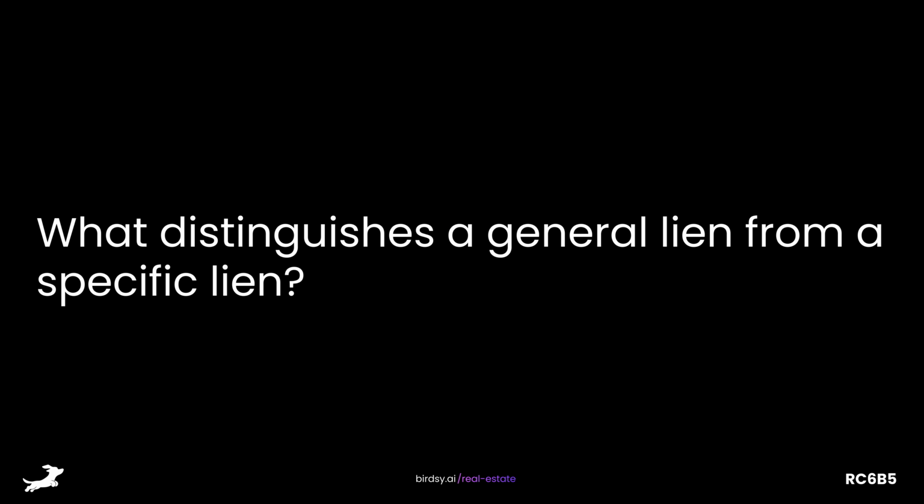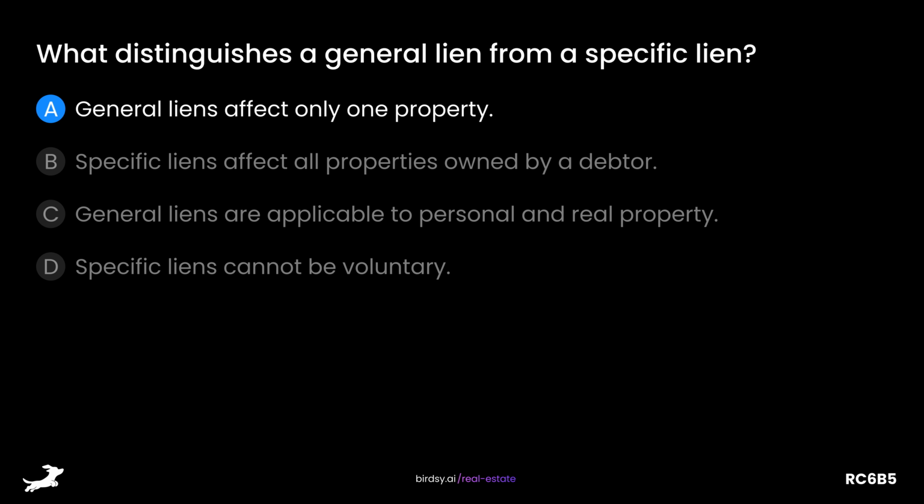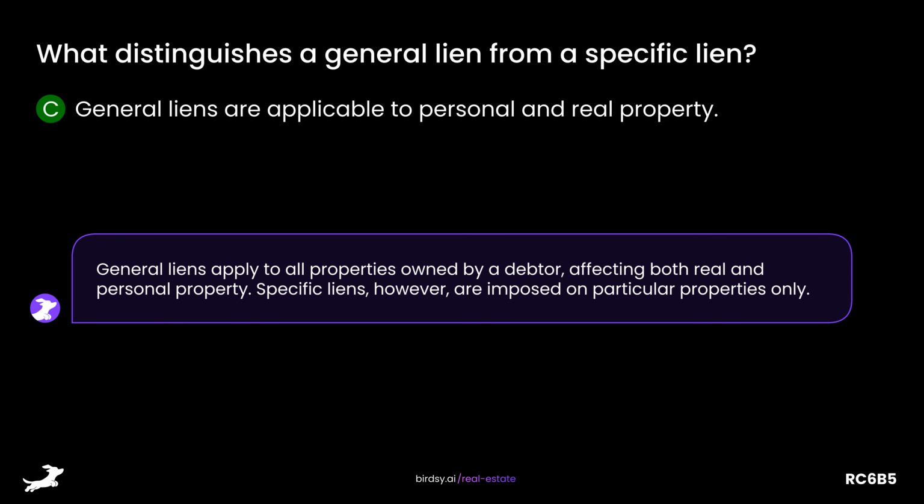What distinguishes a general lien from a specific lien? Is it A, general liens affect only one property, B, specific liens affect all properties owned by a debtor, C, general liens are applicable to personal and real property, or D, specific liens cannot be voluntary? The answer is C. General liens are applicable to personal and real property. General liens apply to all properties owned by a debtor, affecting both real and personal property. Specific liens, however, are imposed on particular properties only.